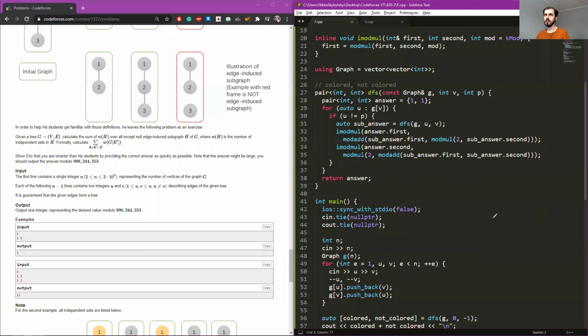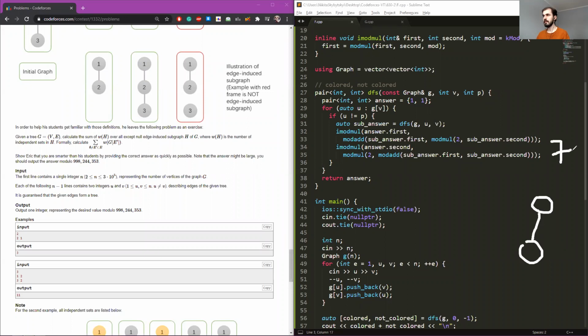What is a graph actually? In this case, graph is just like this. For some reason, we return 7. What? Why?